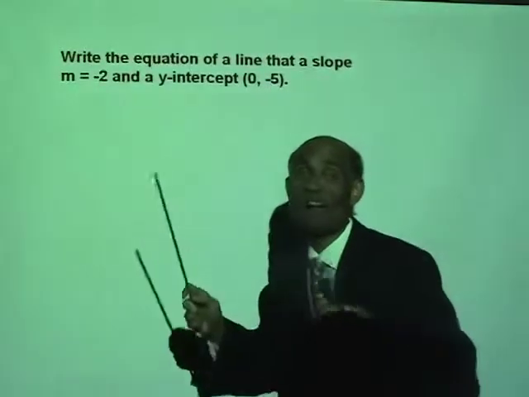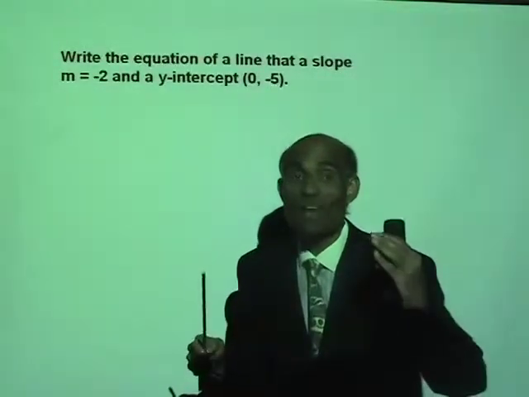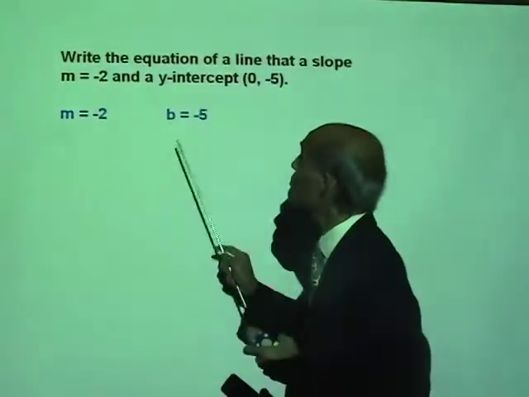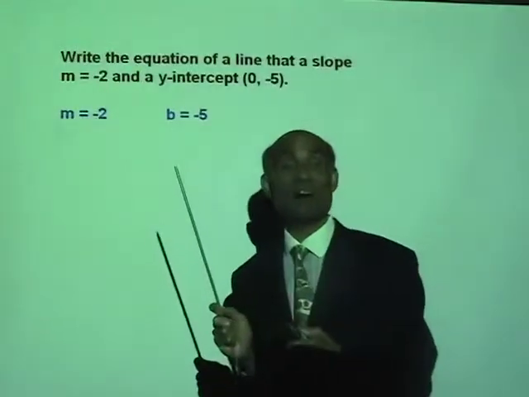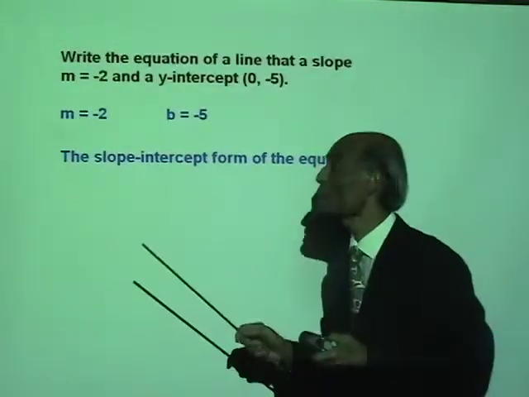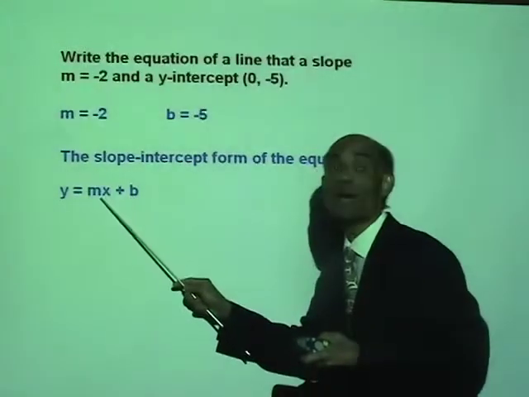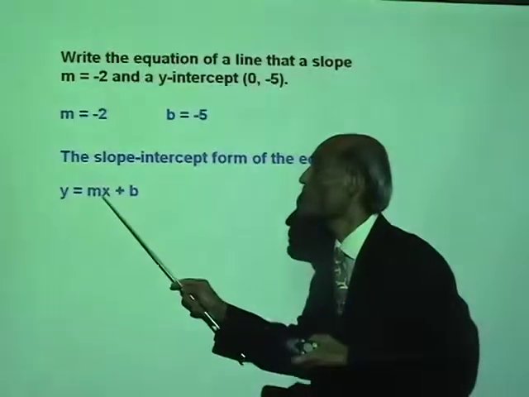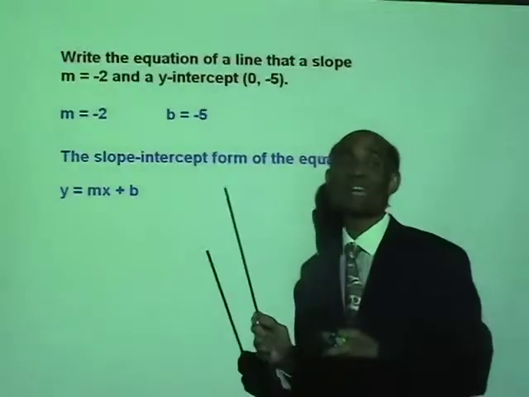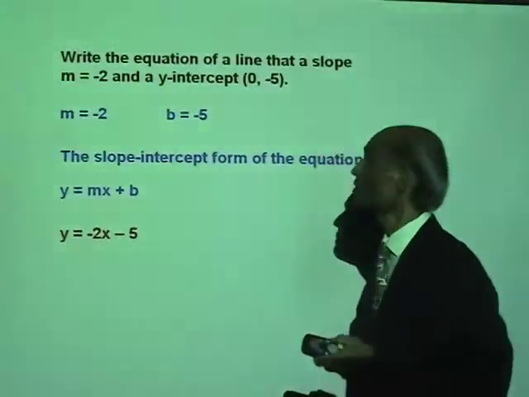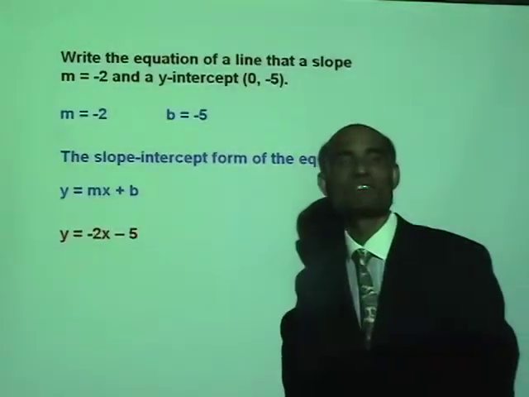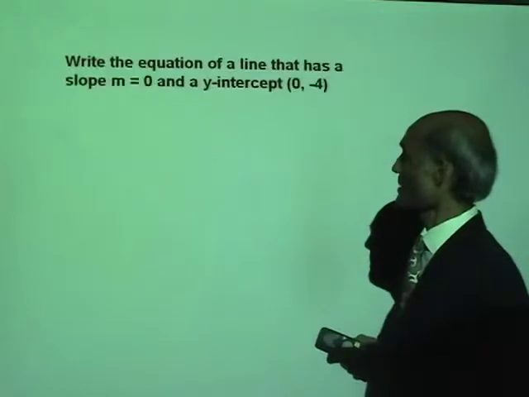You see, b is the value of y in the y-intercept ordered pair. So, m equal to -2, b equal to -5. Therefore, the slope-intercept form of the equation is y equal to mx plus b. Replace your m by -2 and replace your b by -5. So the equation is y equal to -2x minus 5. Okay, another one.